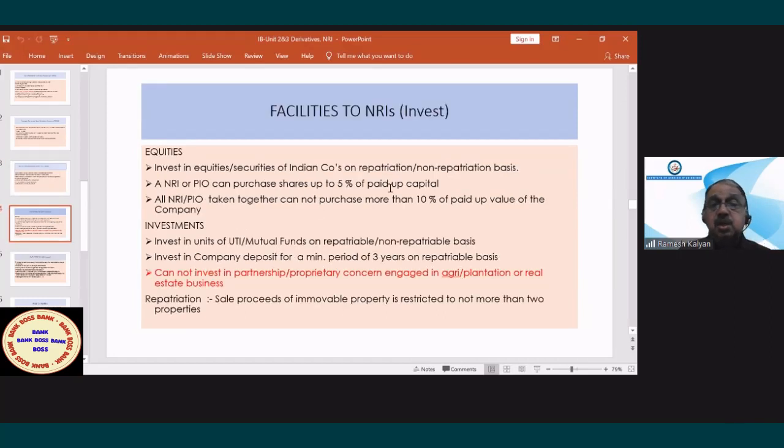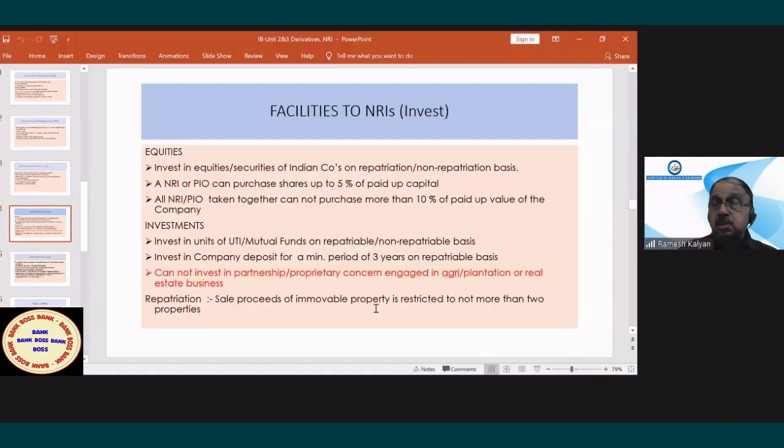Then facilities to NRI. Many questions will not be asked on this. So the most important is this one. They can ask, they are asking. He cannot be given a loan, nor can they make investments in partnership or proprietary concerns. These are important. Any agricultural and plantation or real estate or chit fund based business, they cannot invest. We cannot give loans. We cannot do anything on this because this is escalation and so many other things will come. These are all prohibited items.